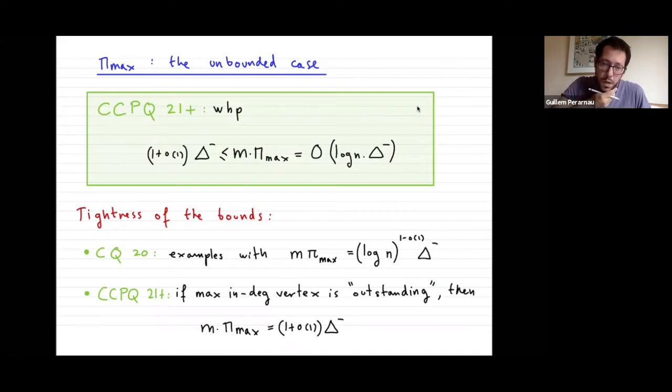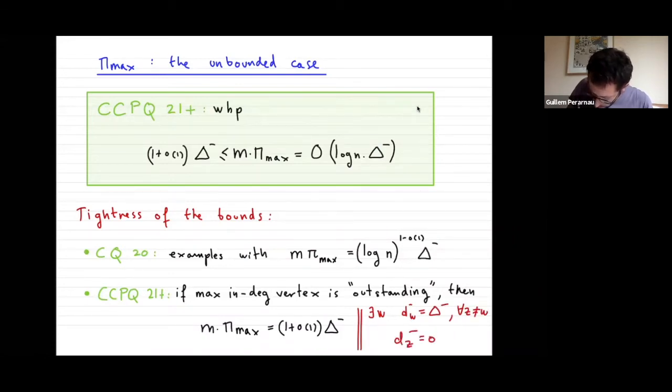You have a degree sequence where your maximum in degree is outstanding. And now I'll say what it means to be outstanding. Then pi max is precisely the maximum of the in degree distribution times a small multiplicative factor that goes to 1 as n goes to infinity. So what do I mean by outstanding? There should exist this W that's going to be the one attaining the maximum in degree. And then for every Z different than W, I should have that dz minus is a little o of dw minus divided by log n.